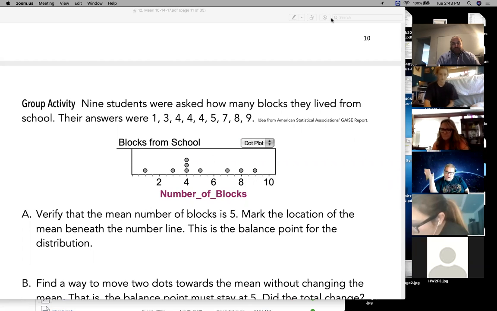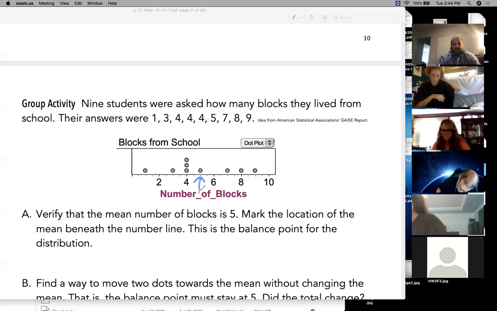It says verify that the mean number of blocks is 5. It is 45 divided by 9. So the claim is that this spot right here is the balance point. The claim is that spot right there is the balance point. Let's see if that's true.